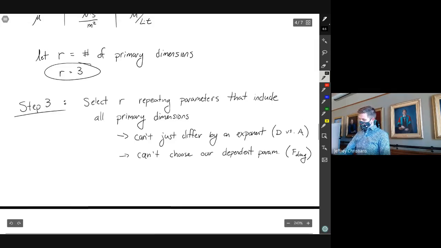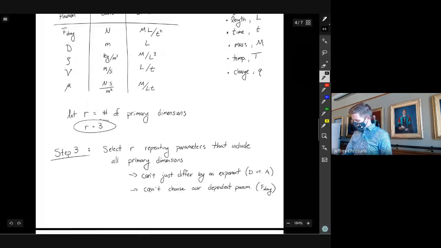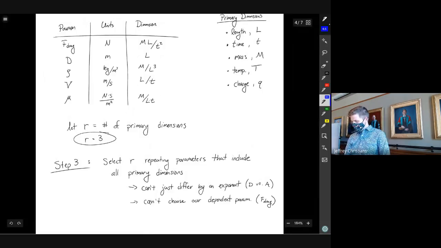Okay, so basically what we're trying to do, we're going to go up to this table up here. We want to choose 3 things between the list of diameter, density, velocity, viscosity. We have to choose them so that all 3 of our primary dimensions are represented. So we have to make sure that we choose ones that have length, mass, and time. There's not a way in this case to choose 3 and not have them satisfy this, but in some cases there might be.